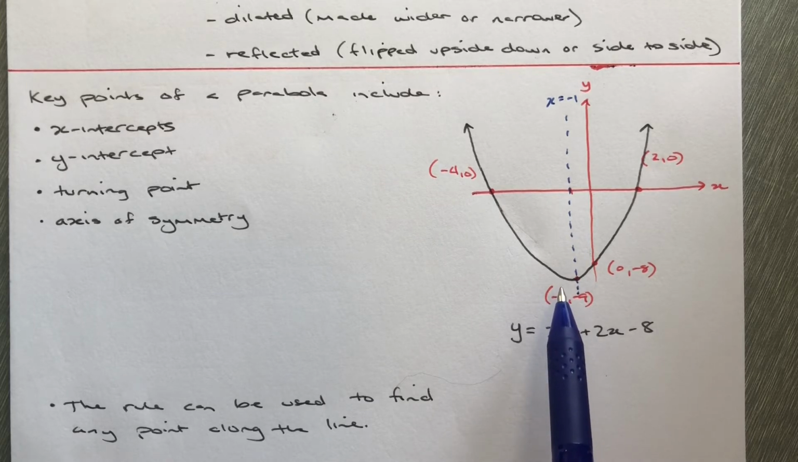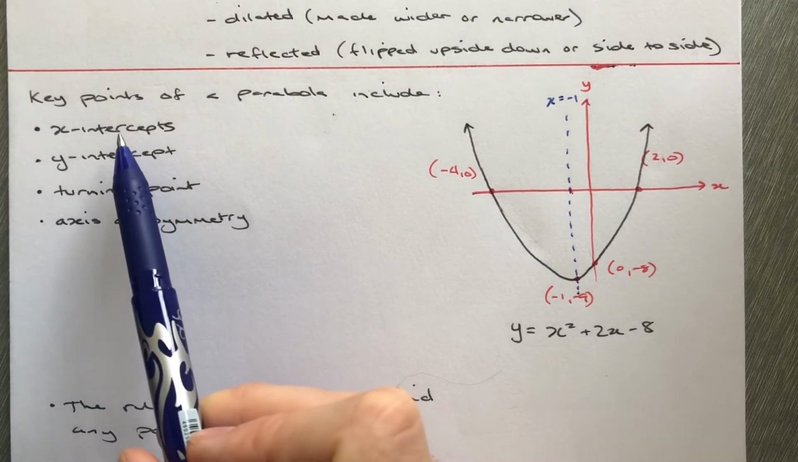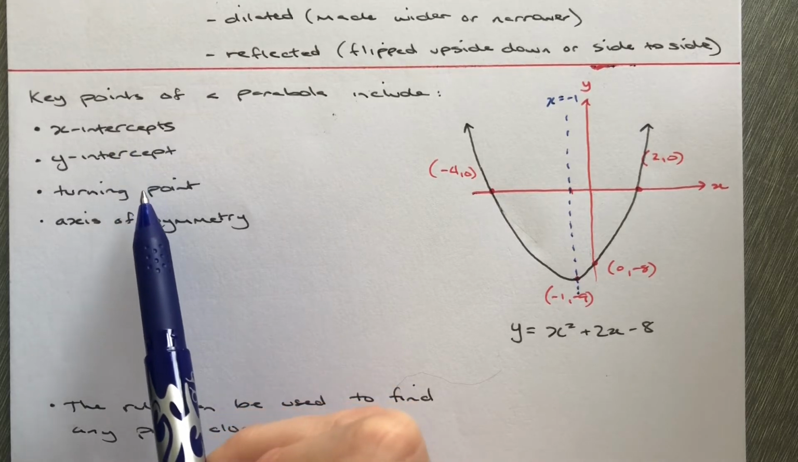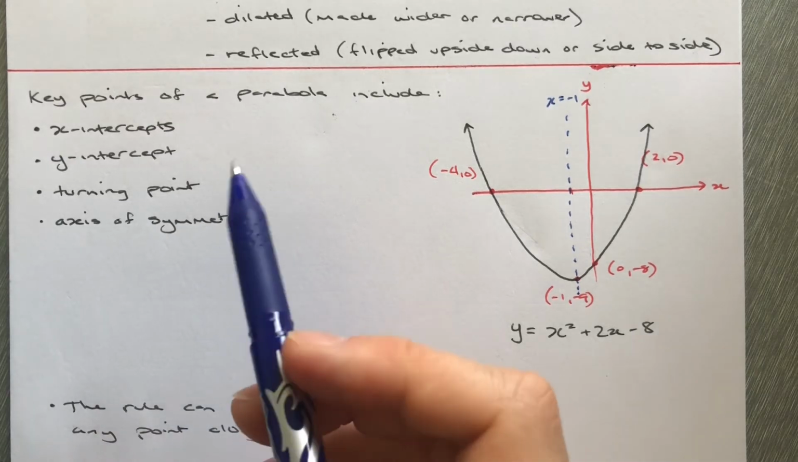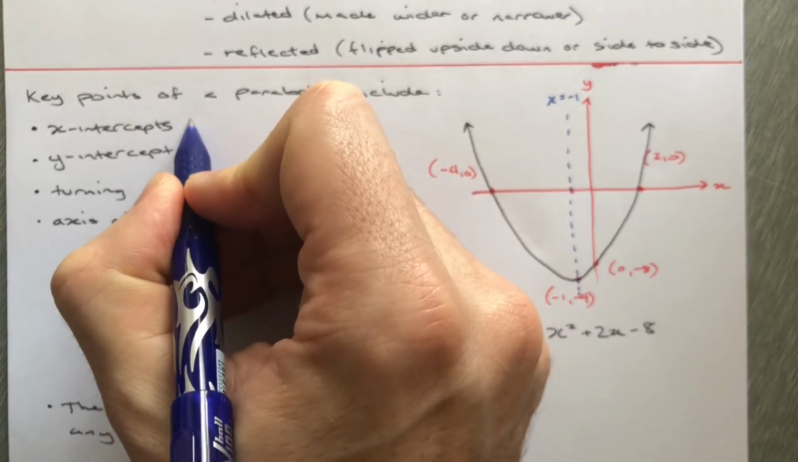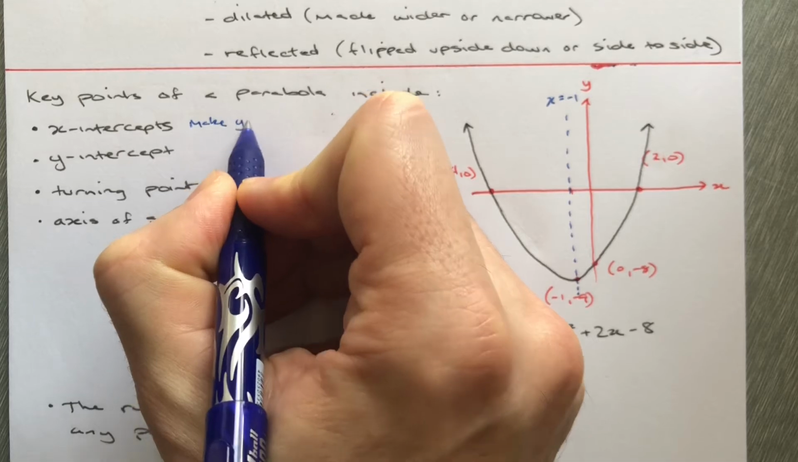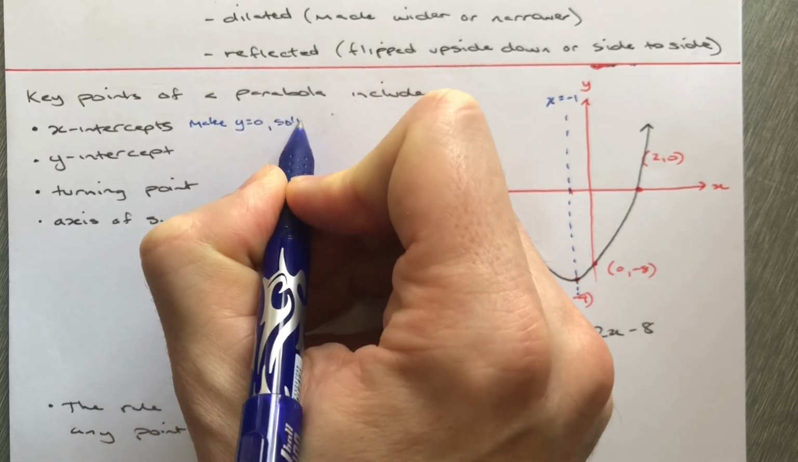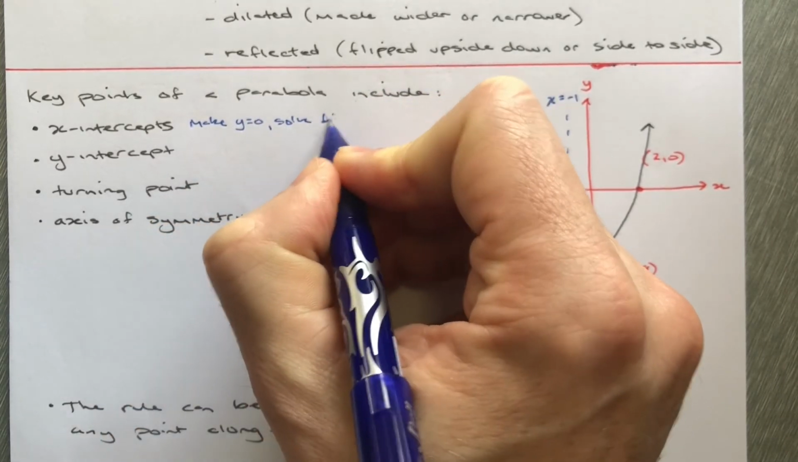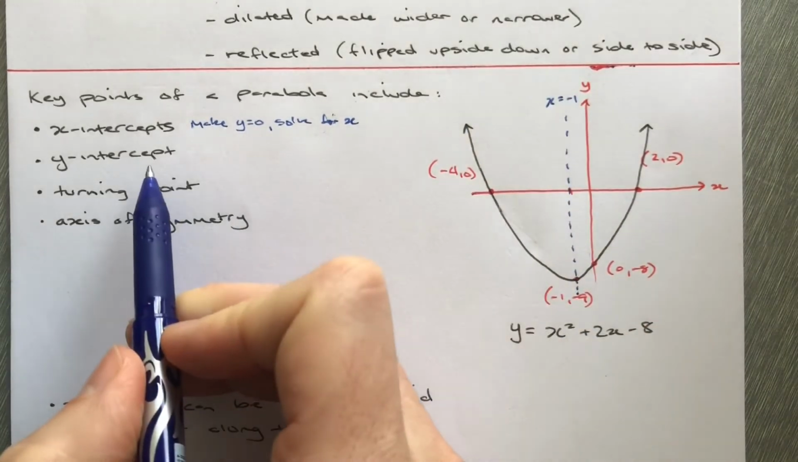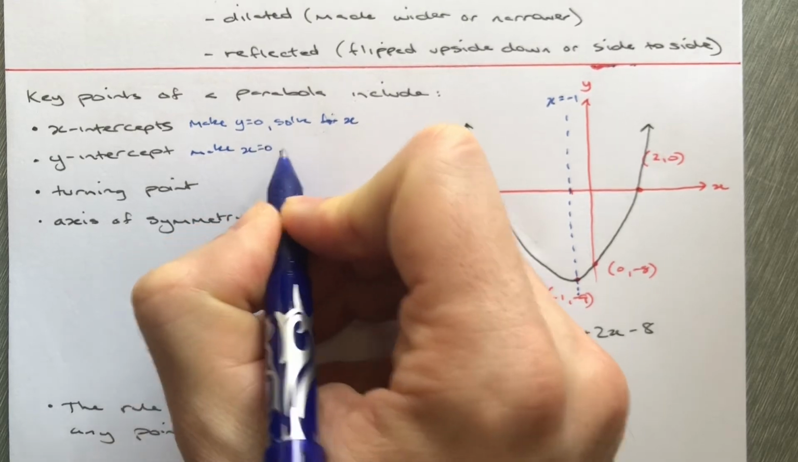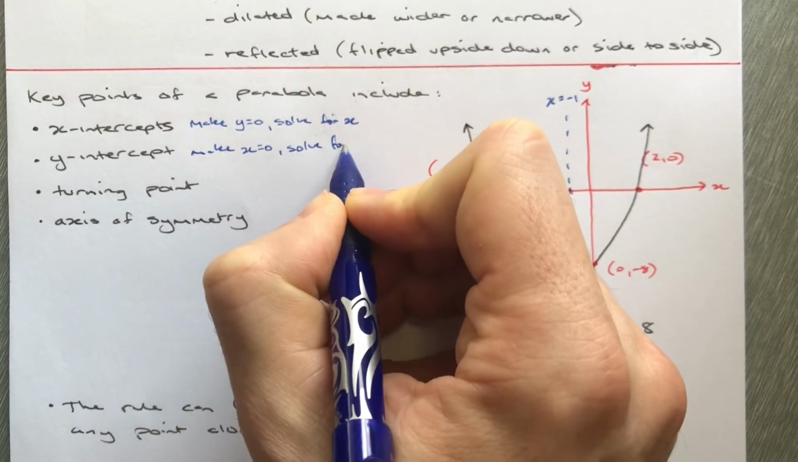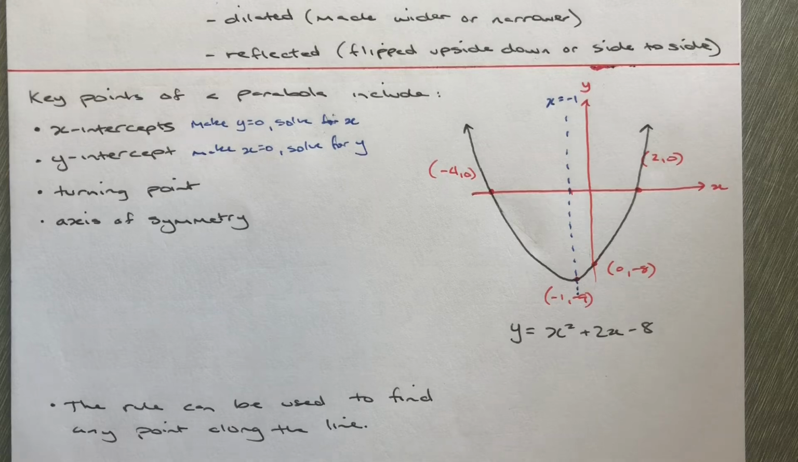Now, we might not have to find x-intercepts and y-intercepts from rules just yet, but when we do, what we really need to do is just make y equal 0 if we're finding the x-intercept, and then solve. To find the y-intercept, you're making x equal 0, and then solve for y. I don't know if you have to do that just yet, but you will later on.